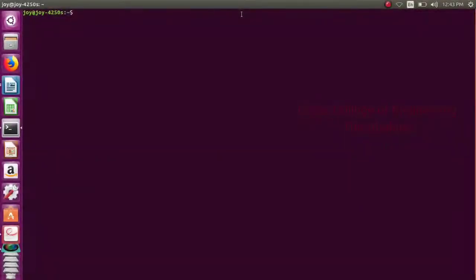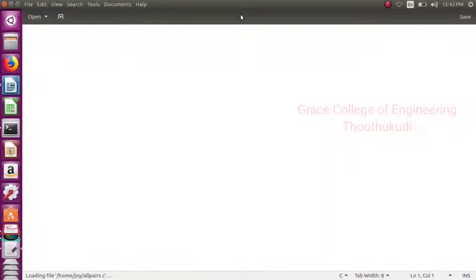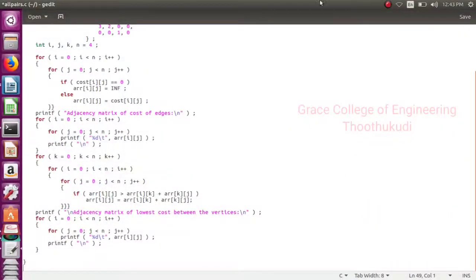Open the text editor window and type the program. The text editor window will open by using the command gedit. Here I use allpass.c as the program name. Type the program. After that, save it and close it.